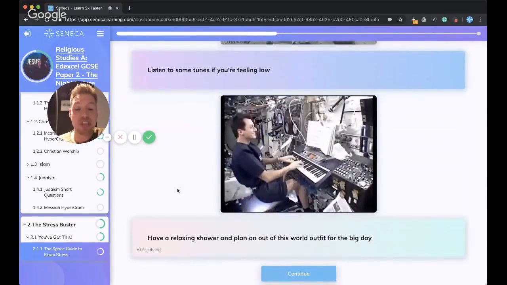Have a relaxing shower and plan an out of this world outfit for the big day. I think outfit prep is underrated. Always go comfy for exams. That would be my recommendation.